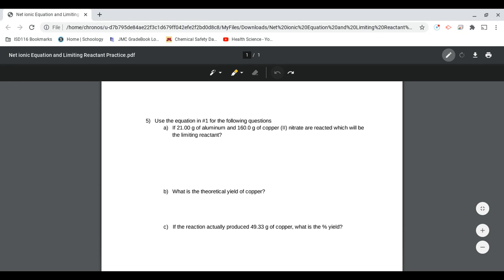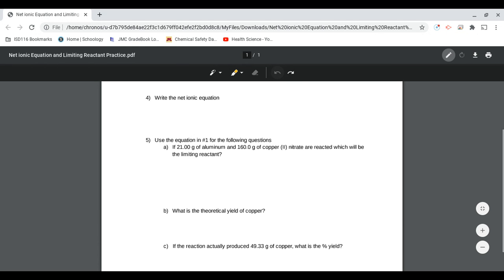If 21 grams of aluminum and 160.0 grams of copper 2 nitrate were reacted, which will be the limiting reactant, and then what is the theoretical yield of copper, and finally, we'll calculate percent yield with this given amount of copper that was quote unquote produced in this reaction.